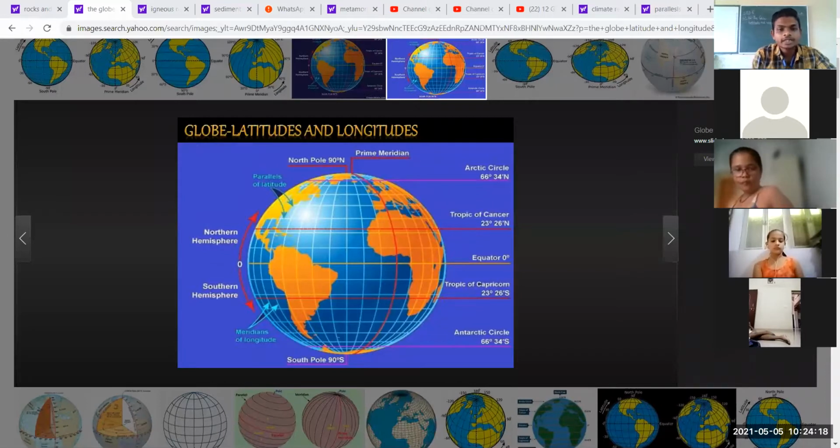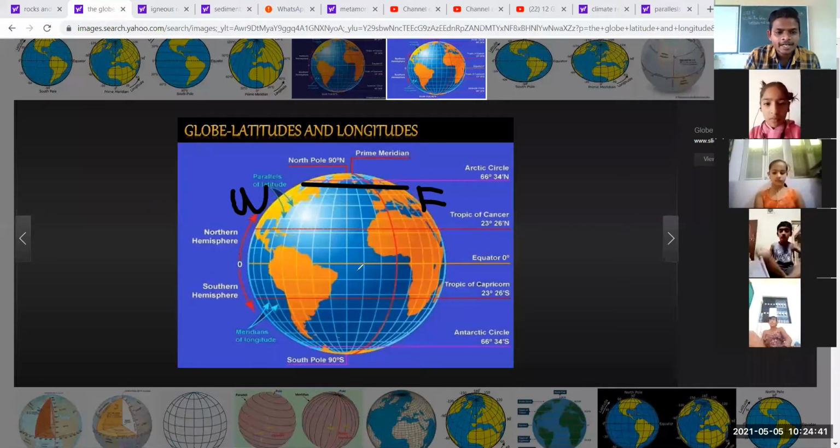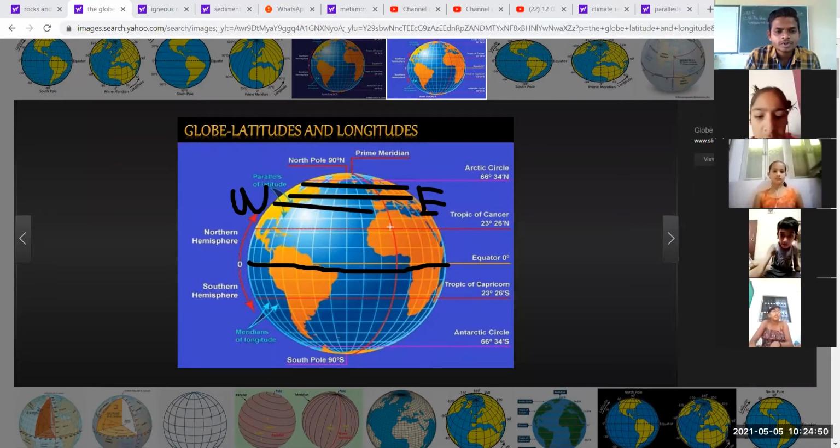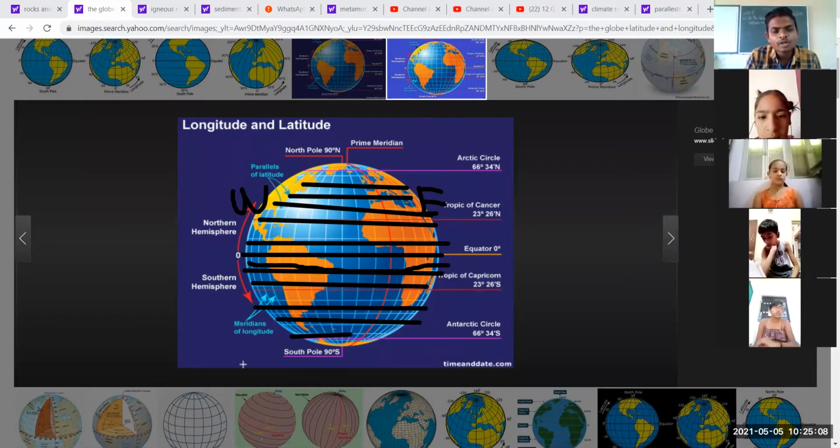Okay, I am going to share the screen again. Here on your screen we are discussing the parallels or the latitudes. You can see the lines run from west to east, parallel to the equator. All lines are drawn similar to the equator, 0 degree. All these lines are parallel to the equator, 0 degree. They are known as the parallels, the latitudes, and these are all totally imaginary lines.